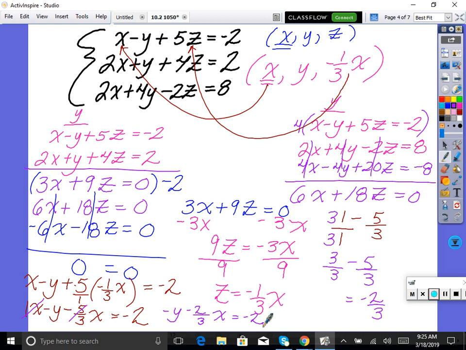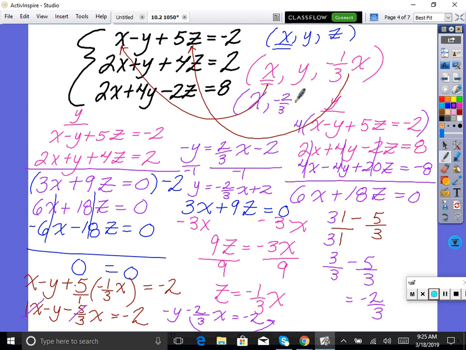So now get y alone. We need y all by itself. Yep, so add this over. So now I have this true statement: negative y is equal to positive 2/3 x minus 2. Then we'll divide both sides by negative 1. So we know that y is equal to negative 2/3 x plus 2. So now our final answer is x is x, but y is negative 2/3 x plus 2. And z is negative 1/3 x. So we have it all in terms of x.